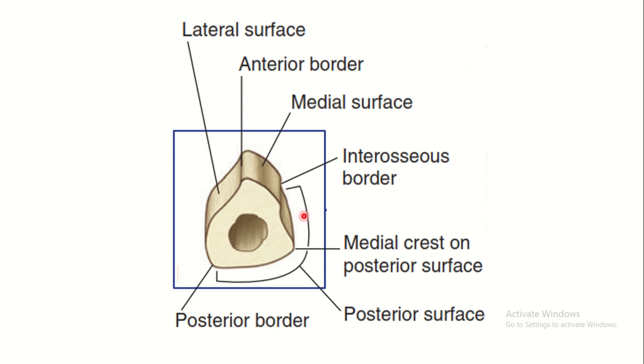The shaft has got three borders, which are the anterior border, the interosseous border or medial border, and the posterior border, and three surfaces, the lateral surface, the medial surface and the posterior surface. The posterior surface has a crest called the medial crest of the fibula. The three surfaces, the lateral, medial and posterior, are associated with the three compartments of the leg. In the leg we have three compartments: lateral, medial and posterior compartments.